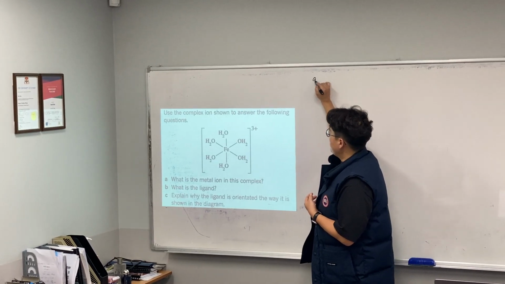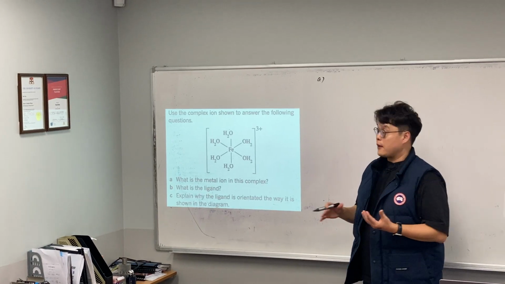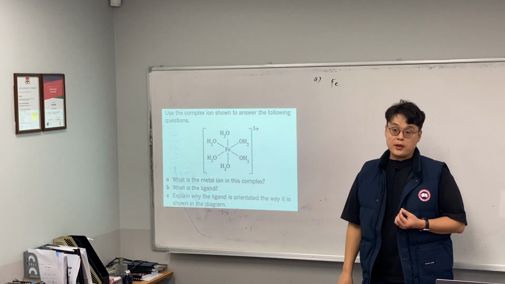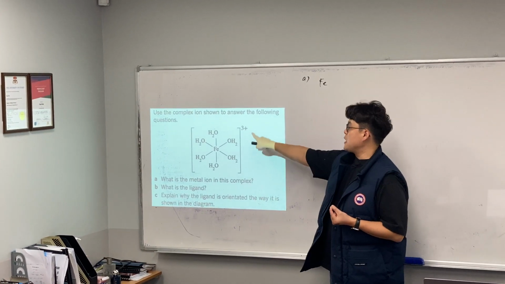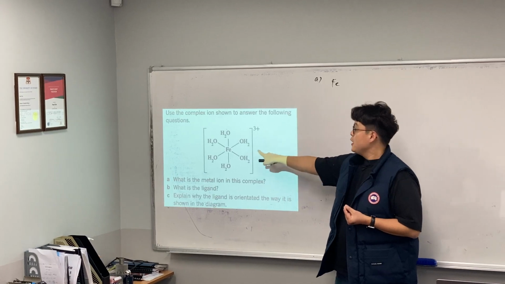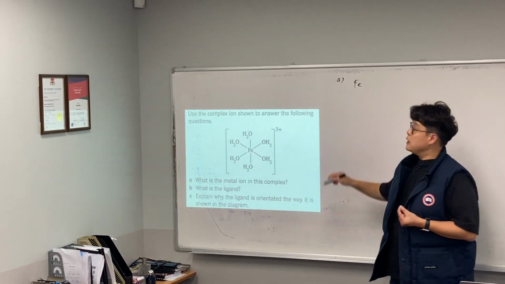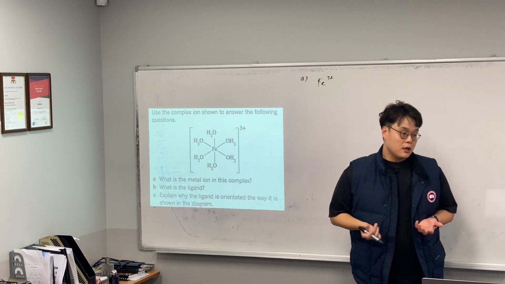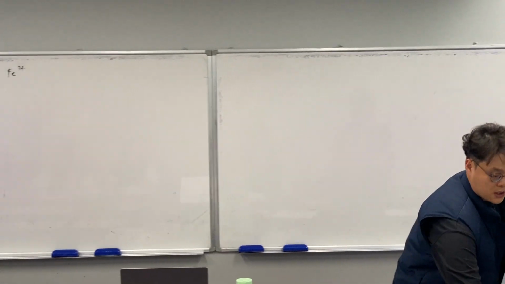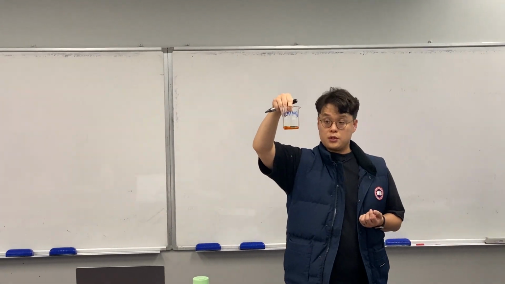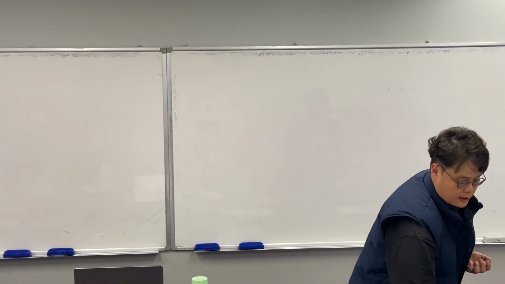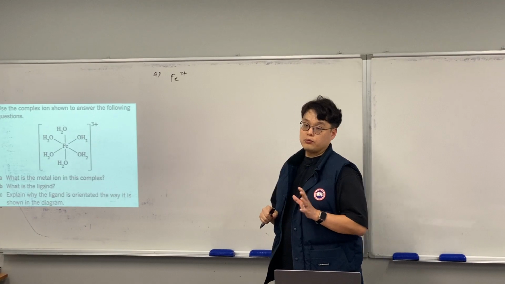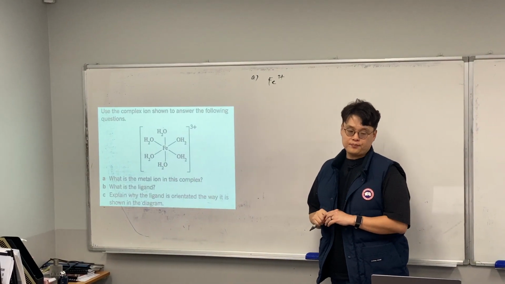So A, what is the metal ion in this complex? As you can see, we have iron as the central metal of the complex, and the charge of the complex ion is 3+. Knowing that the water doesn't carry any charge means it will be 3+ altogether, just iron 3+. This is showing you the iron 3+ hydrated salt, and the color is clearly a yellowish brown, or orange brown, whatever you call it.